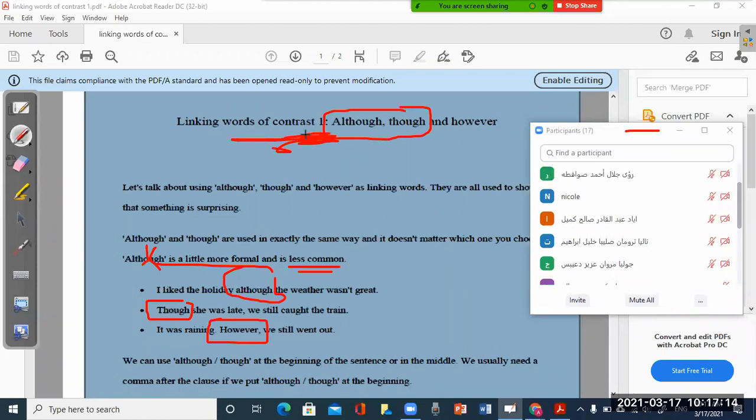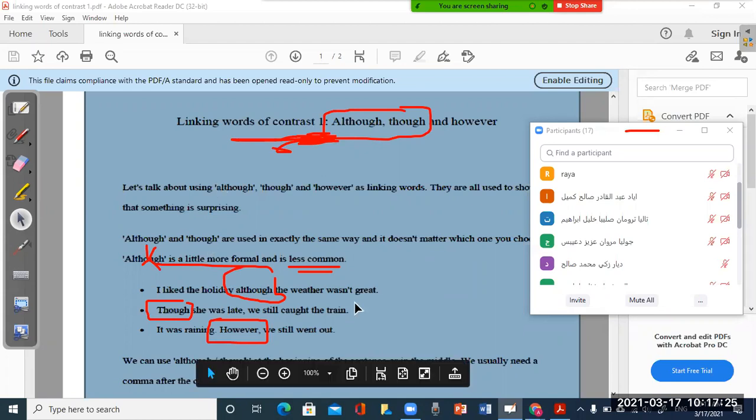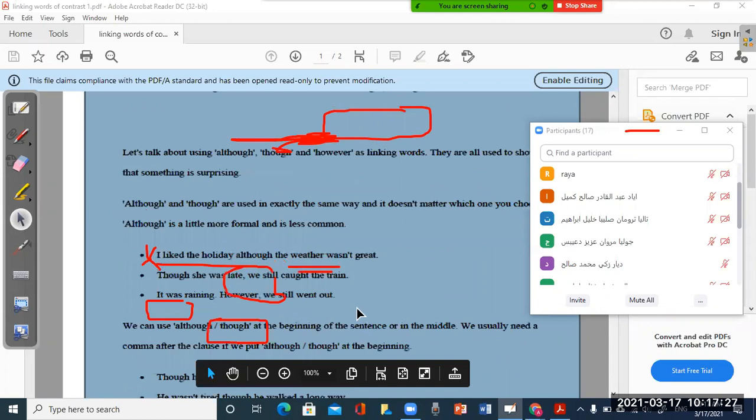Now, what do we use although, though, and however for? When something is surprising. Okay, contrast, to show that we are surprised. Now, we can use though and although here at the beginning of the sentence or in the middle. We usually need a comma after the clause if we put although, though at the beginning. If they are at the beginning, example number 2, you have a comma in the middle.